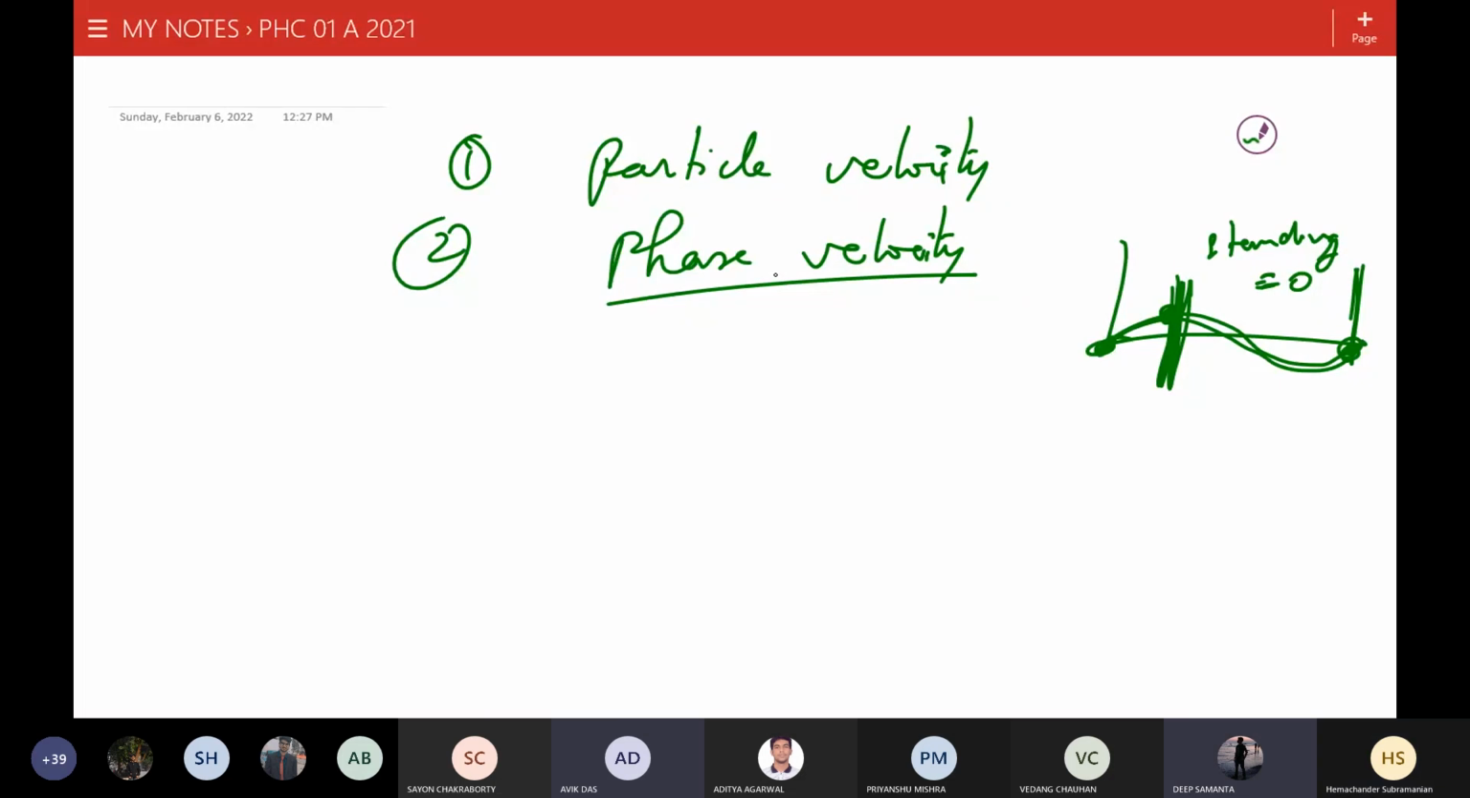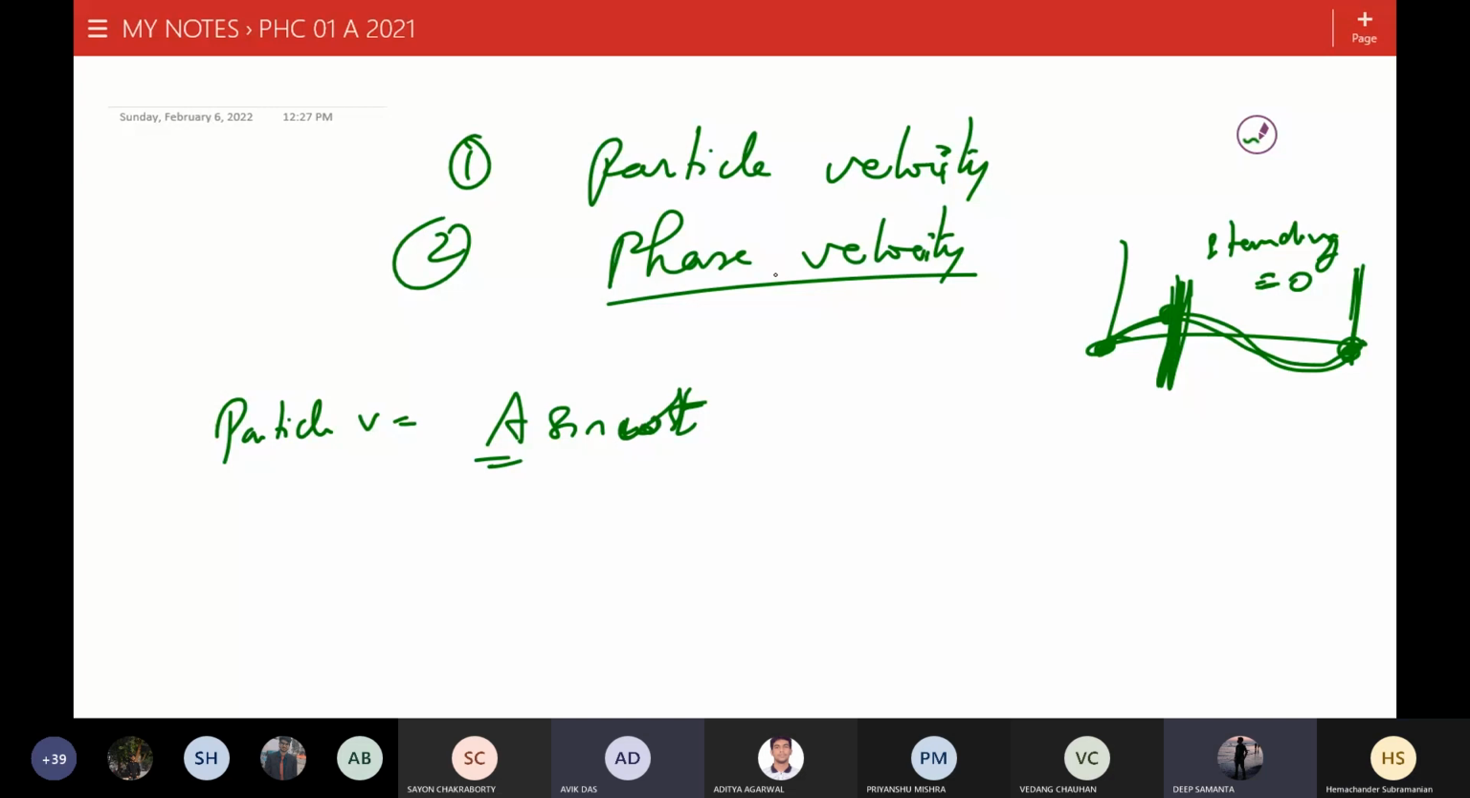Sir, can we say that the velocity of the particle will depend on the velocity of the wave as well as the slope? The velocity does not depend on the slope. The velocity of the particle depends on the frequency of the wave, that's omega of the wave, and the amplitude of the wave. The particle velocity is basically A sine omega t or something like that.